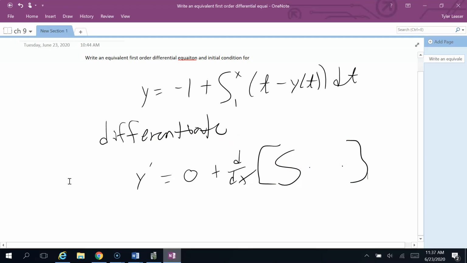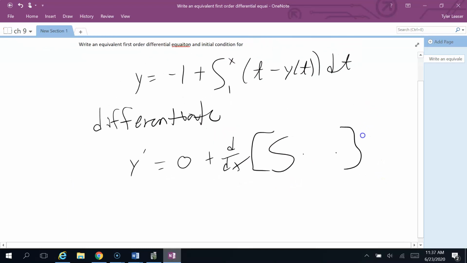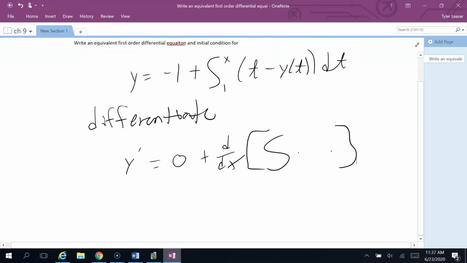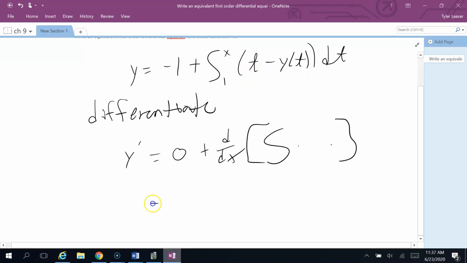Whenever you differentiate an integral, it's that fundamental theorem of calculus that I hope you remember. It just kind of cancels out, but it cancels out in a special way. So the 1 down here is going to basically do nothing, but we're just going to substitute in x for this dummy variable t. So we still have the y prime on the left. The 0 goes away. The derivative of that integral is just going to be x minus y of x, or you can just think of that as x minus y.